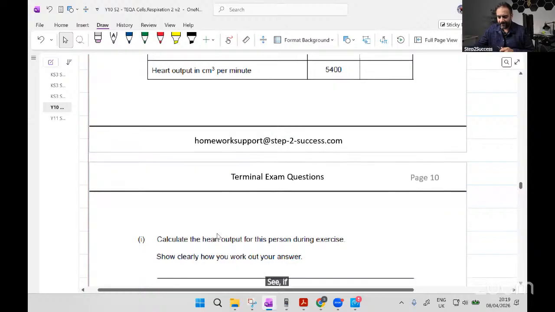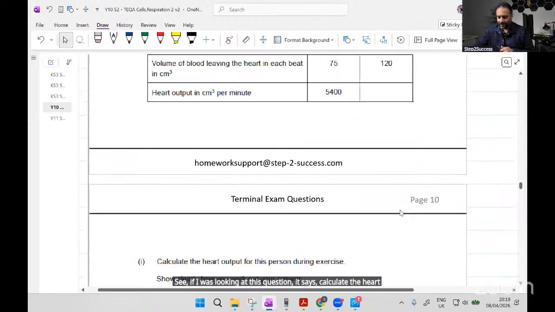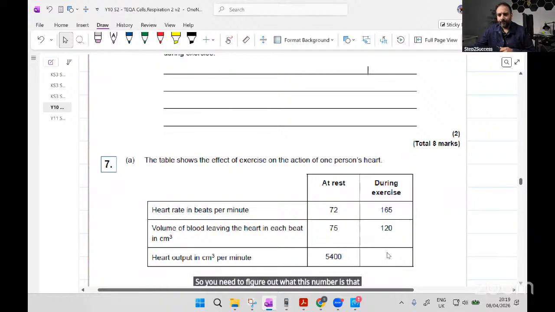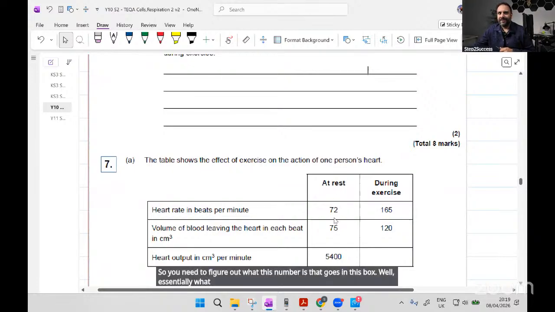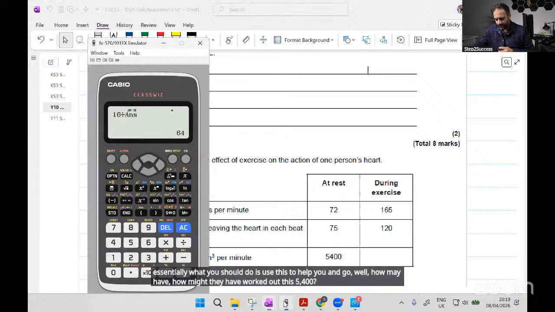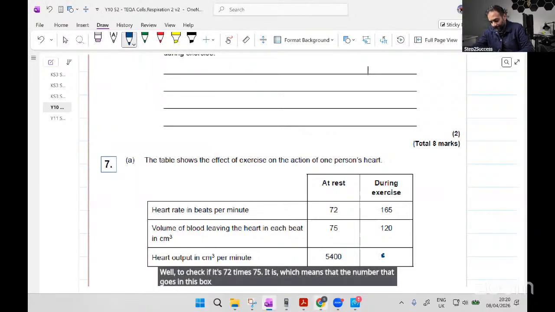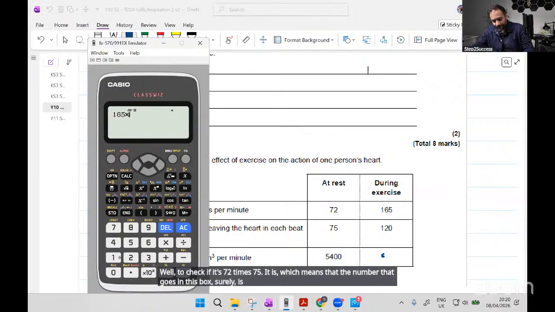If I was looking at this question, it says calculate the heart output for this person during exercise. So you need to figure out what number goes in this box. Essentially, use this to help you and ask how they might have worked out this 5,400. Just check if it's 72 times 75. It is, which means that the number that goes in this box surely is 165 times 120.